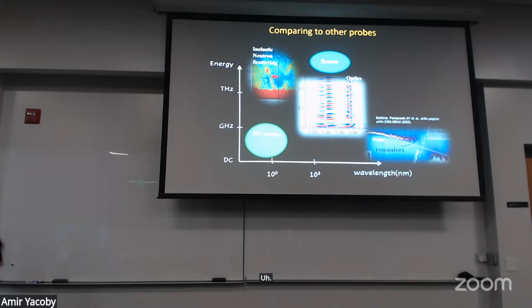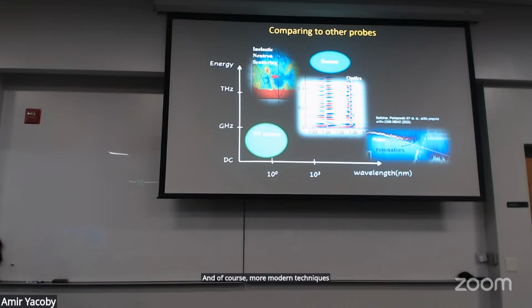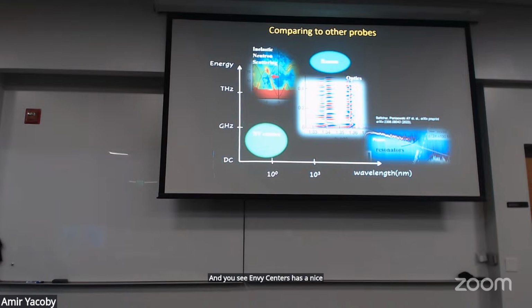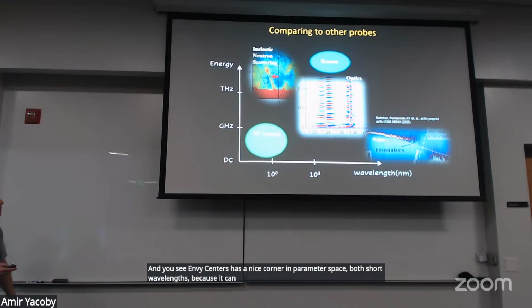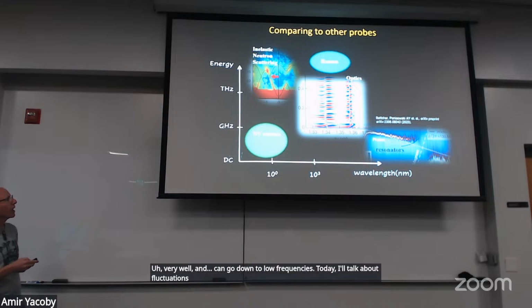You have a lot of optical techniques where you're sensitive to wavelengths in the micron range. And of course, more modern techniques using circuit QED can go to very low frequencies, very sensitive, but very long wavelengths, because the wavelength of the radiation is just very long. And you see NV centers have a nice corner in parameter space: both short wavelengths, because it can approach a sample very well, and low frequencies. Today, I'll talk about fluctuations in a system in the range of a few hundred kilohertz to gigahertz.